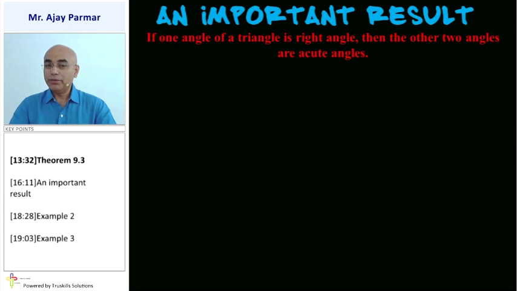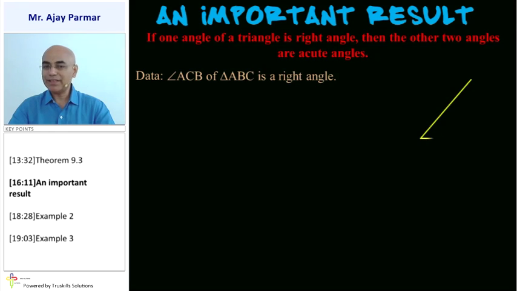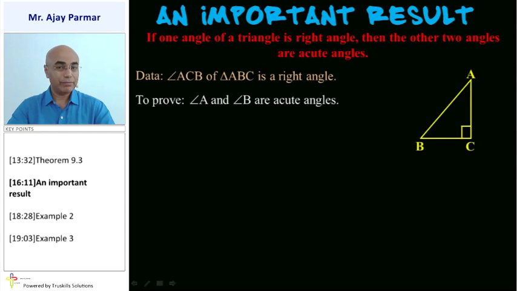We need to understand an important result: if one angle of a triangle is a right angle, then the other two angles will have to be acute angles. That means no triangle can ever have more than one right angle. So the data part is: angle ACB, supposing for triangle ABC, is a right angle. And we have to show that both angle A and angle B, the remaining angles, are acute angles. So how do we show that?